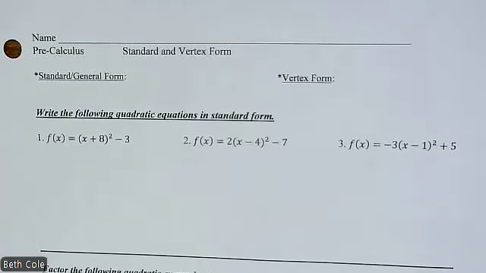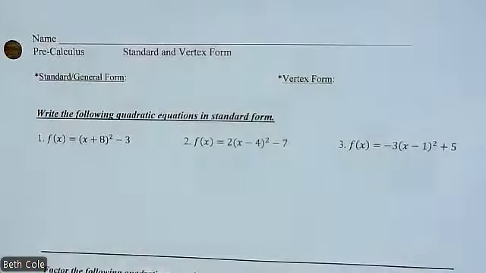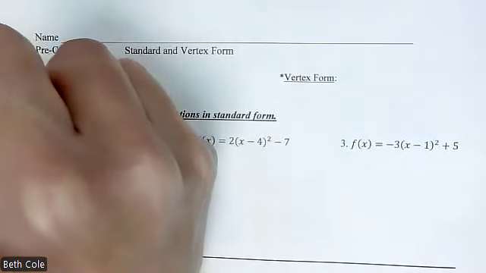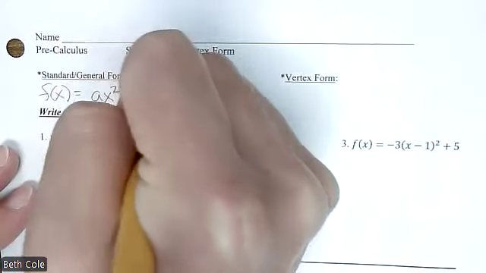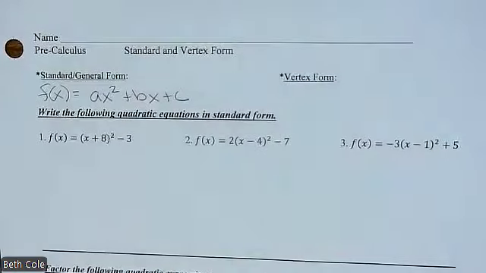So we're starting unit 3, which is going to be our quadratics unit. Today we're going to look at converting between the two different forms of a quadratic. Your standard or general form is going to look like this: f of x equals ax squared plus bx plus c. That's the format it's in if you want to factor it. It looks like a trinomial. So that's your standard or general form.